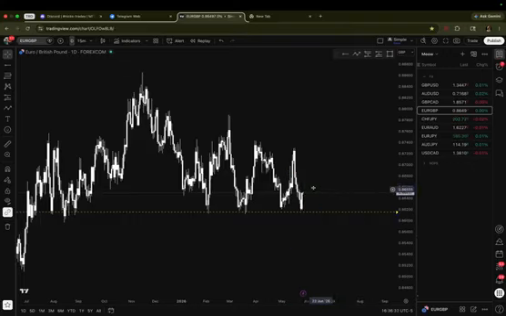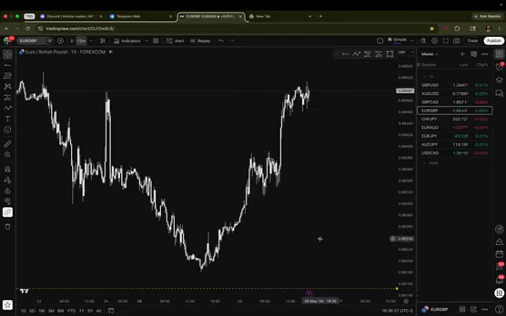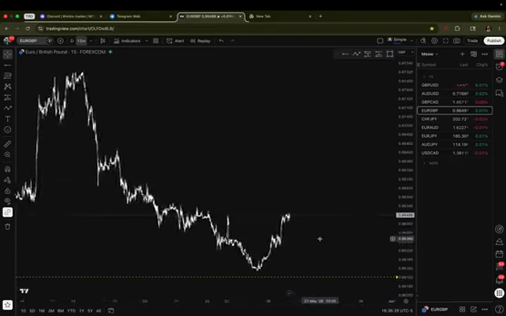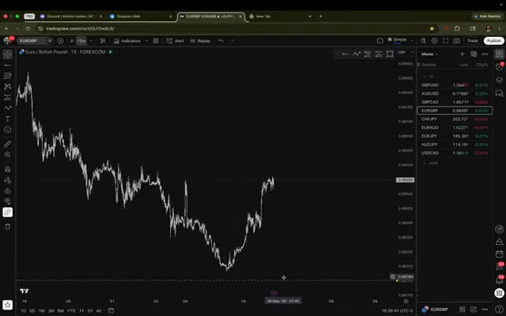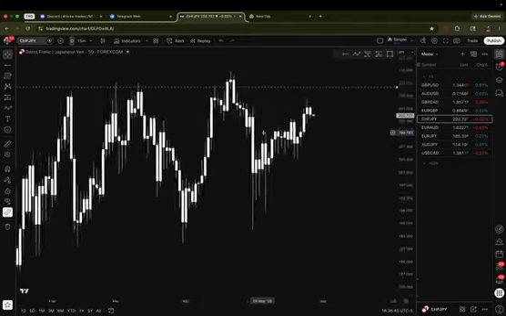I'm not going to be FOMOing into anything. I'm going to be waiting on this to happen. And if we do get into this zone and start bouncing on the lower time frames, like 1 hour, 15 minute, then I'll just be looking to buy. So we just have to either come into this zone and start to bounce. So that's Euro GBP.